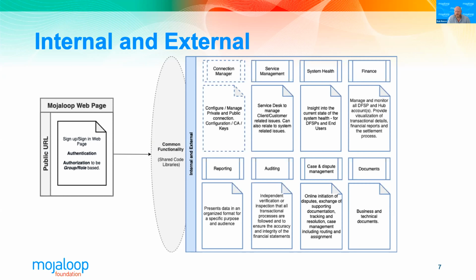Finance, the finance portals need to be accessible by the DFSP. They want to see where their position is. If they're a small DFSP, they may not have the functionality to go onto the portal, check, and see where they are. Reporting, auditing was raised earlier, but case and dispute management is definitely going to be needed between the DFSPs and between the hub. Then, of course, documentation.